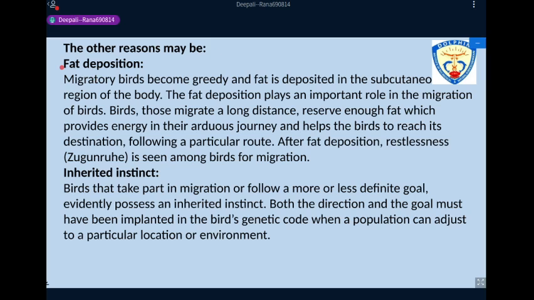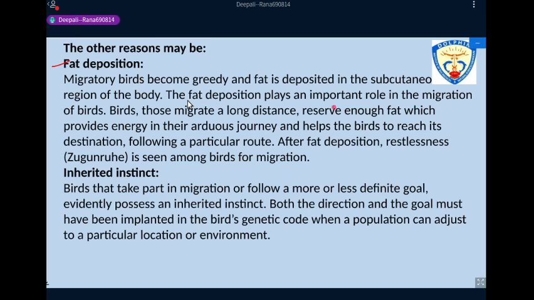The other reason is fat deposition. This is another important aspect of the process of migration, but it is a reason in only a few birds, so I have not discussed it in previous slides. In certain migratory birds, they become greedy, and fat is deposited in the subcutaneous region of the body. Just before migration, they will keep on eating, and a large amount of fat will be deposited in the body.